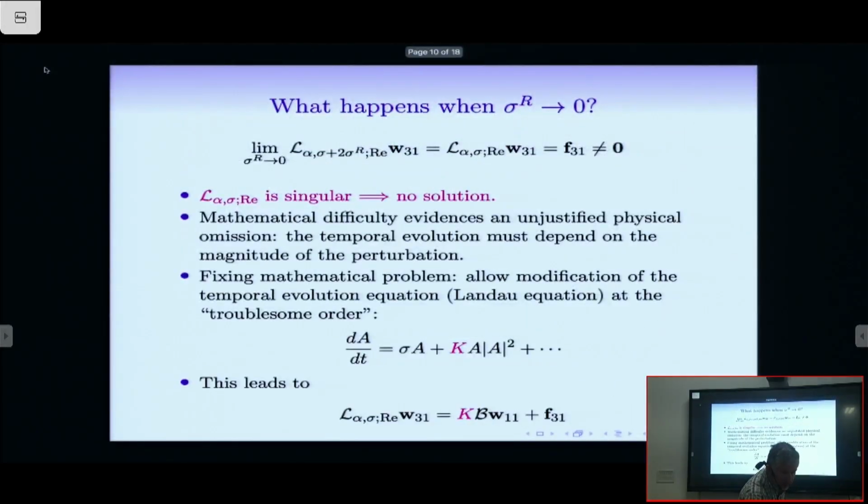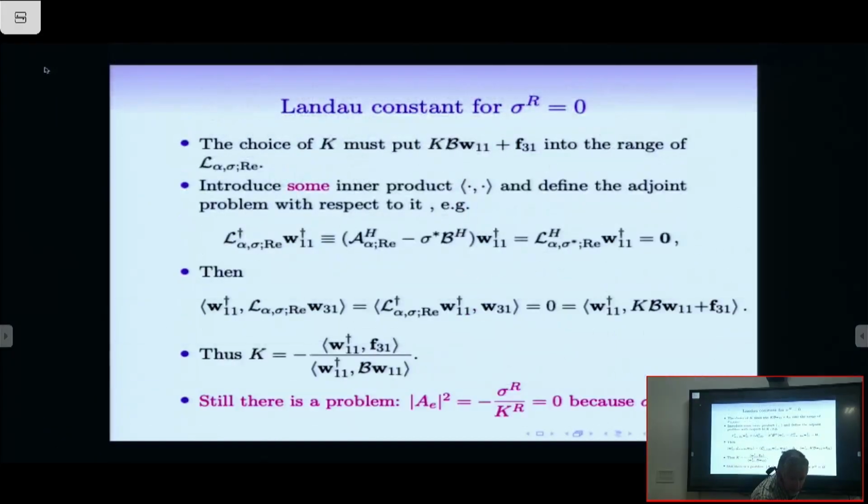And then we realize that we need to go back to the bifurcation point, and that's what we have here. We realize that K has to be introduced, and that's what we've done. We consider the sigma r equal to 0 bifurcation point, and we get the expression for K through these adjoint formulas. So we've done all of that.